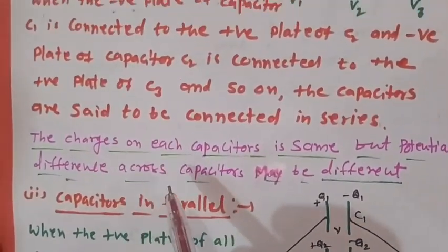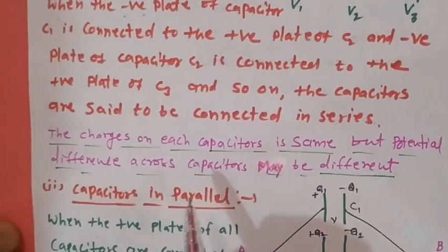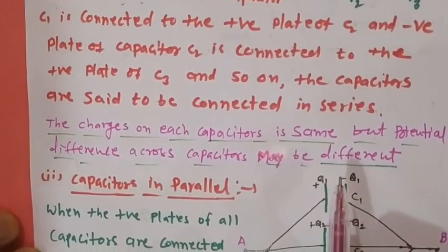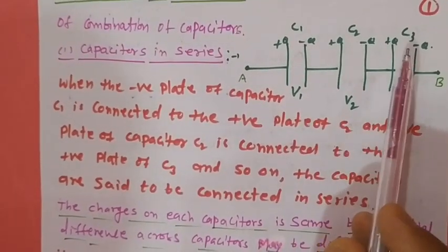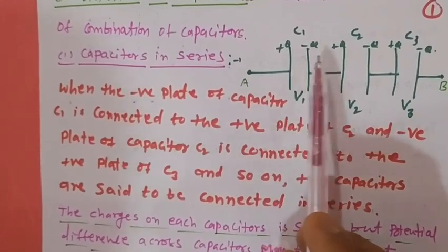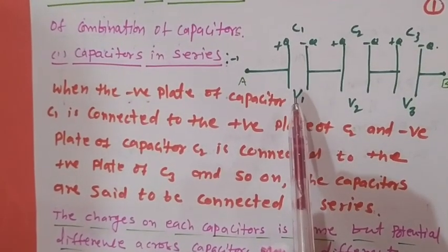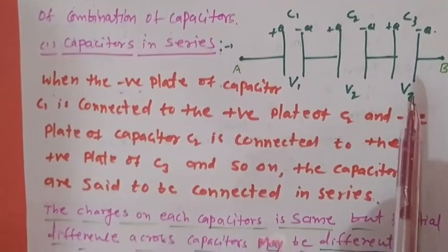The charge on each capacitor is the same, but the potential difference across each capacitor may be different. In this diagram we can see that on the capacitors C1, C2 and C3 the charge is the same, Q, but the potential difference across C1, C2 and C3 is different: V1, V2 and V3.